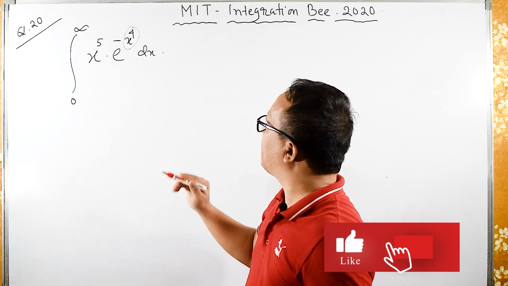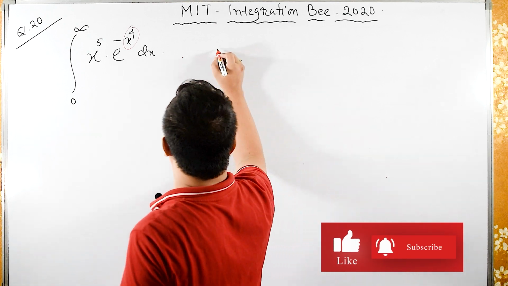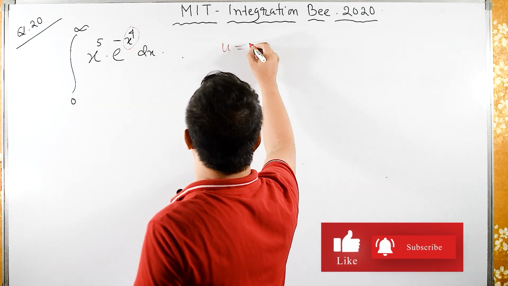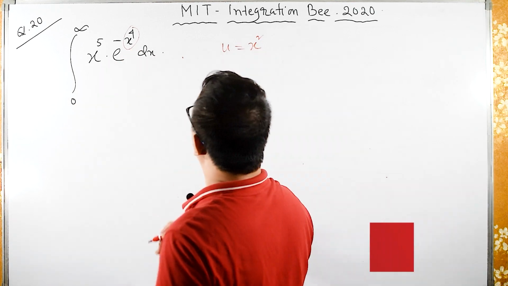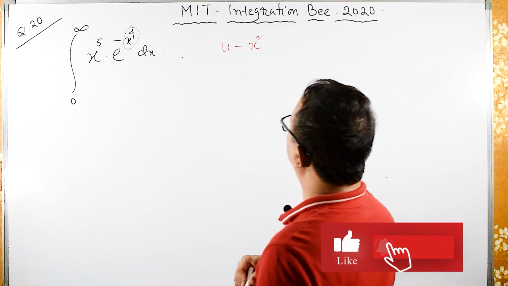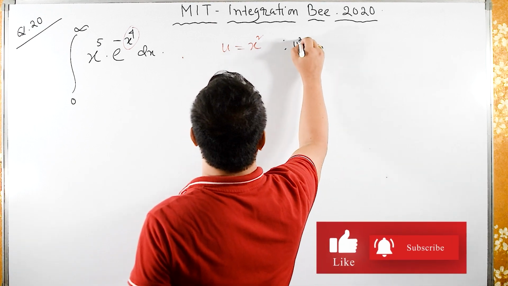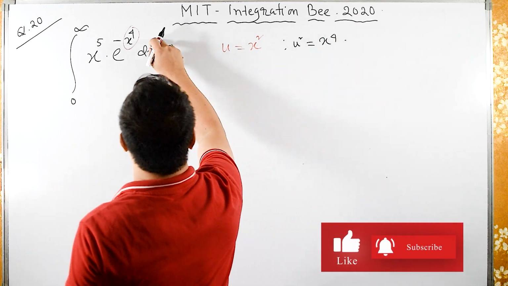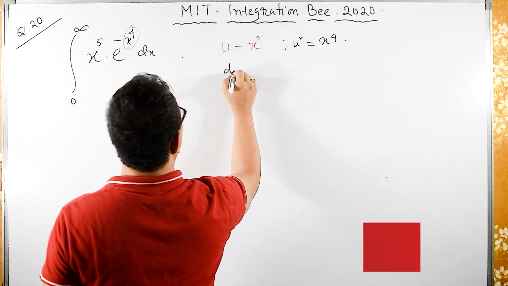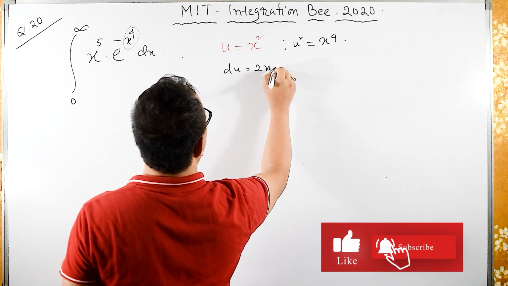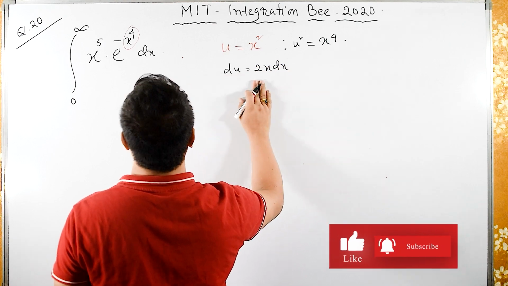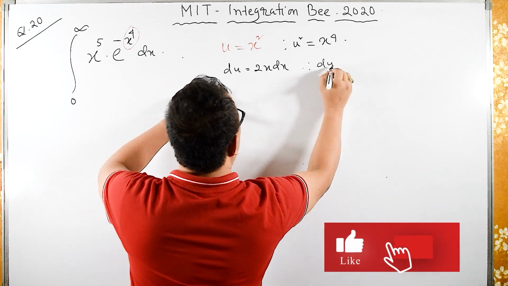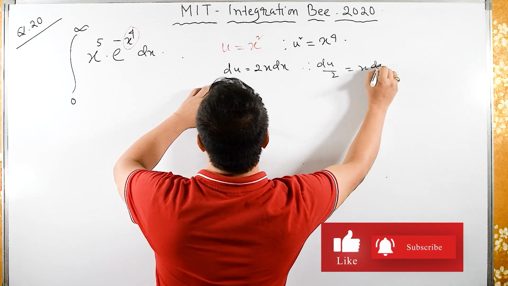Integration by parts. For that, I will substitute u equals x square. If I do, then u square becomes, squaring on both sides, x raised to 4. And then if I differentiate this, du becomes twice x dx. So therefore, du upon 2 equals x into dx.